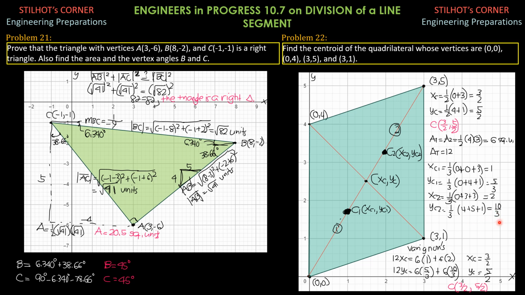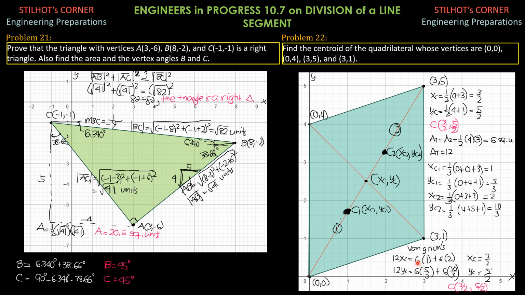Then by Varignon's theorem, total area times x sub c equals area 1 times x sub c1 plus area 2 times x sub c2. Then total area times y sub c equals area 1 times y sub c1 plus area 2 times y sub c2. So for x sub c, total area 12 times x sub c equals area 1, 6, times x sub c1, which is 1, plus area 2, 6, times x sub c2, which is 2.